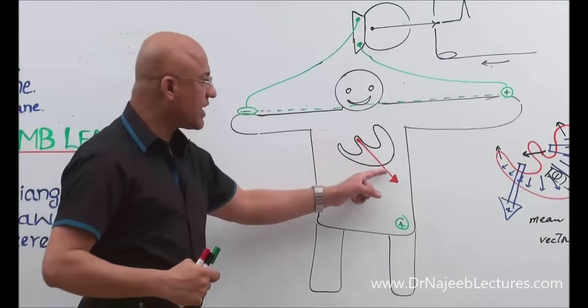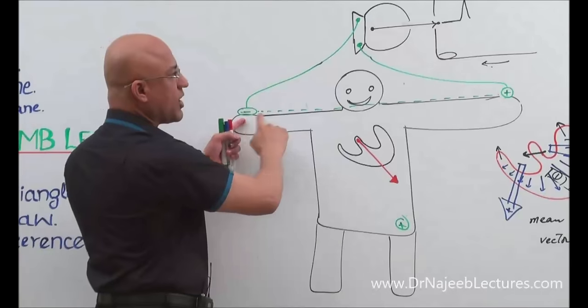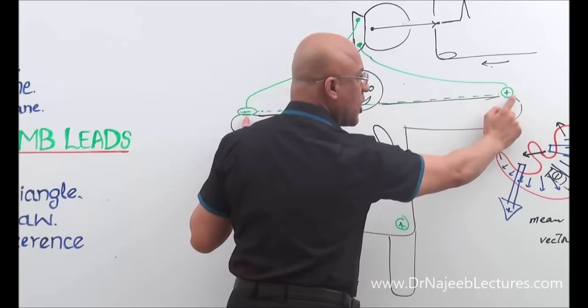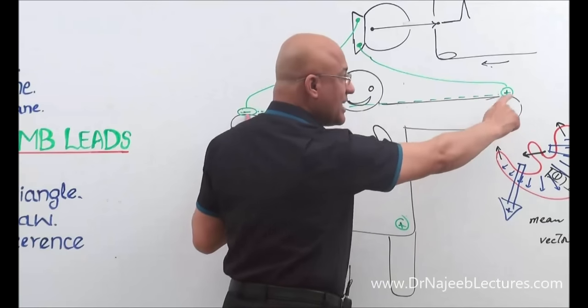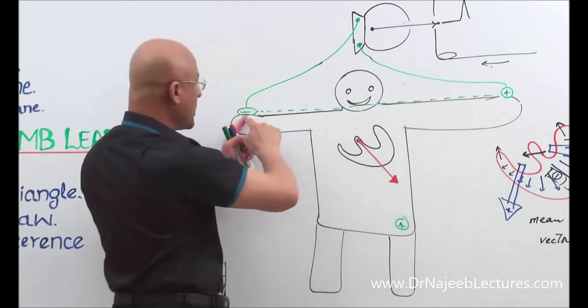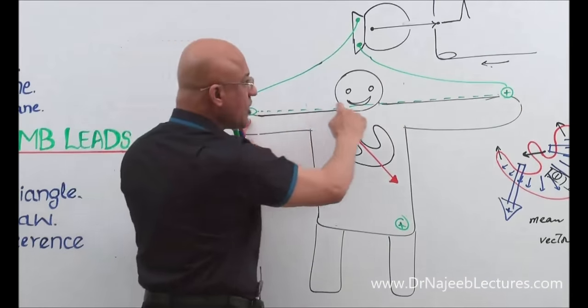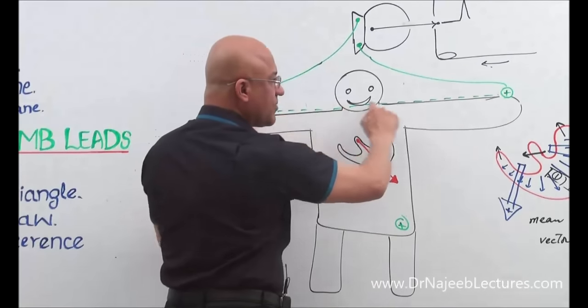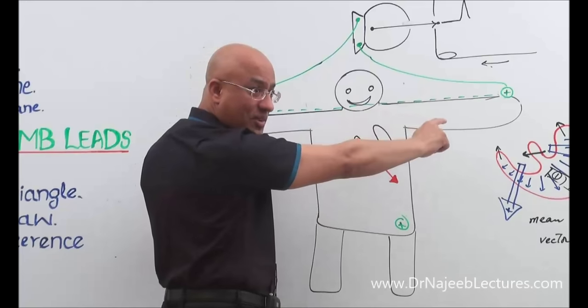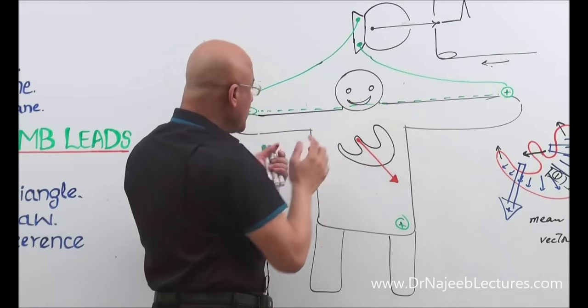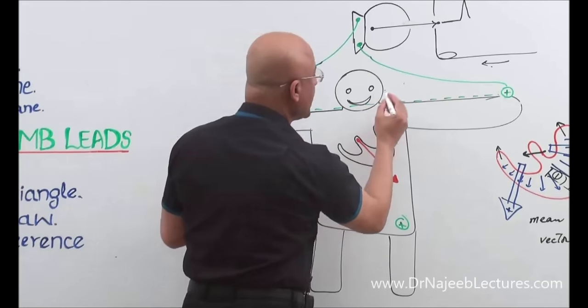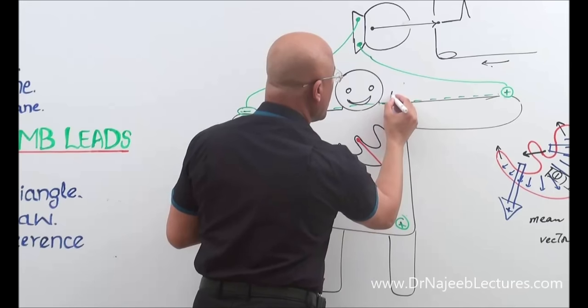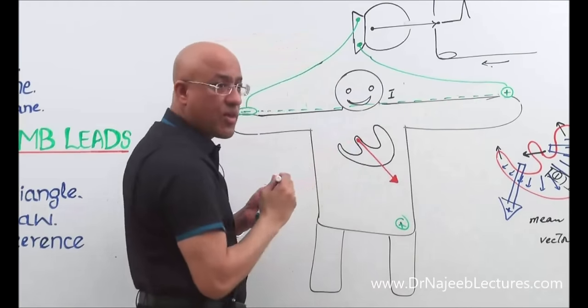One way to look at it is that you put a negative electrode here and a positive electrode here. So the boy is here and his line of vision is towards negative, and the axis of this lead is horizontal. Is that right? At zero angle. Now we have made the limb lead number one. This is lead number one.